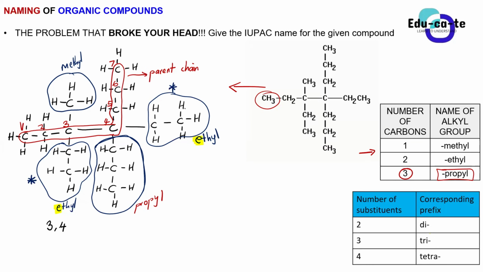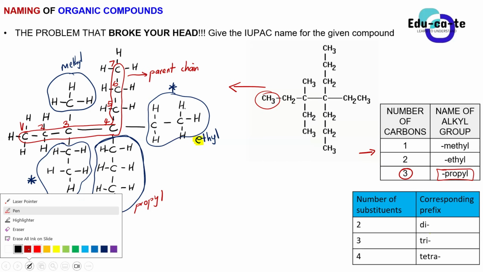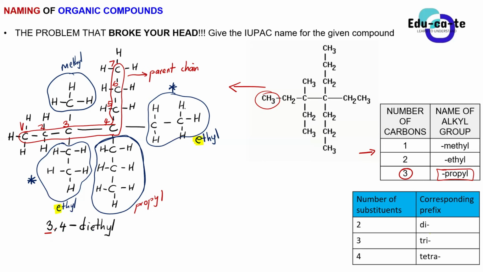Diethyl. Yes, it's diethyl: dash, and then you write diethyl. You should never forget that this 3 means that on carbon 3 we have an ethyl group, and on carbon 4 we also have an ethyl group. That's why you put a di. This di tells us the number of substituents that we have, because both of them are ethyls, so they are the same type.